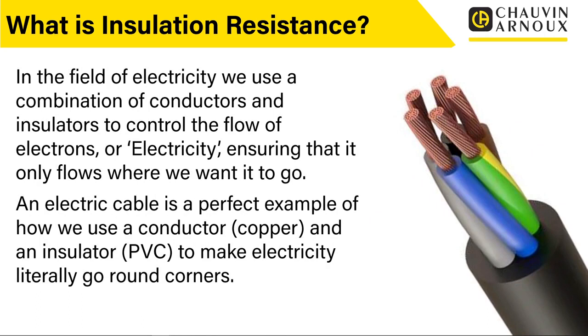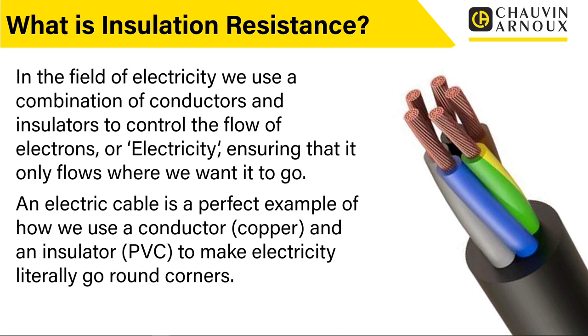In the field of electricity, we use a combination of conductors. Remember, conductors are materials with a low electrical resistance, and insulators with a high electrical resistance, to control the flow of electrons or electricity, ensuring that it only flows where we want it to go. An electric cable is a perfect example of how we use a conductor, copper, and an insulator, PVC, to make electricity literally go round corners.